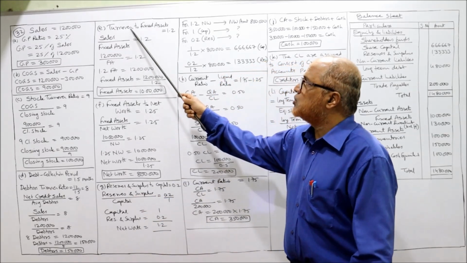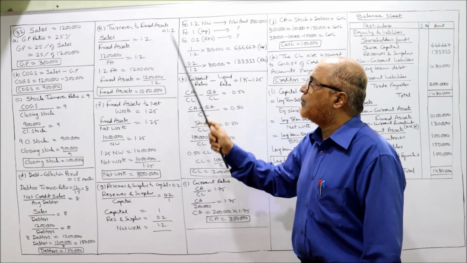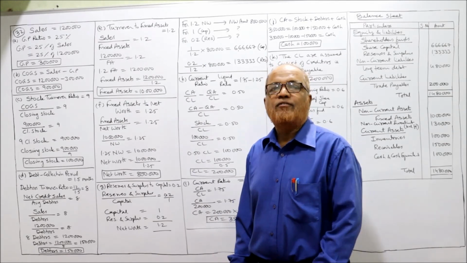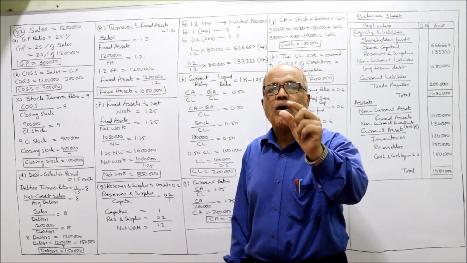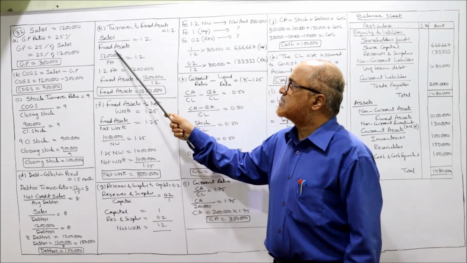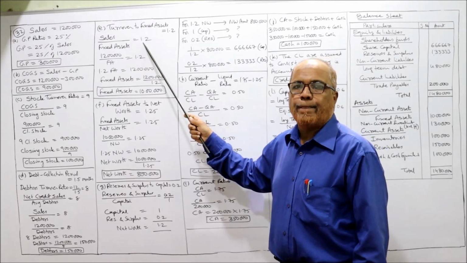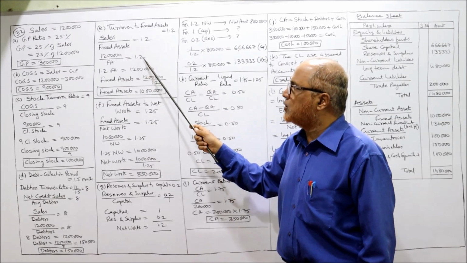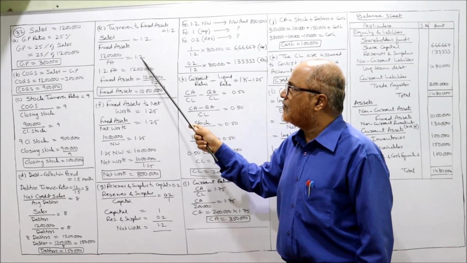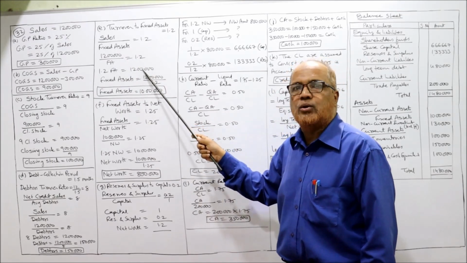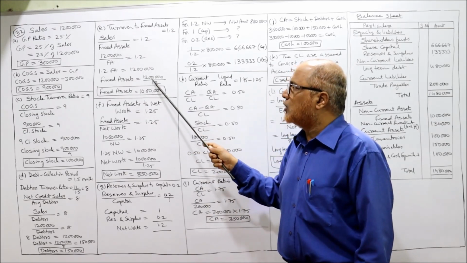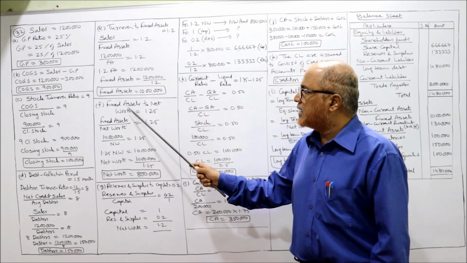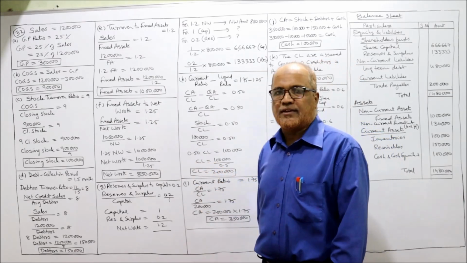Next ratio we will make use of is turnover to fixed assets, 1.2. The formula is sales, turnover means sales. Sales by fixed assets is equal to 1.2. Sales are given in the problem, 12 lakh. 12 lakh by FA is equal to 1.2. Now cross multiplication, 1.2 into FA is equal to 12 lakh. FA is equal to 12 lakh by 1.2, 10 lakh rupees fixed assets. Got it.